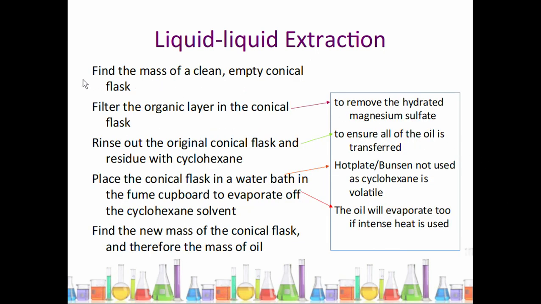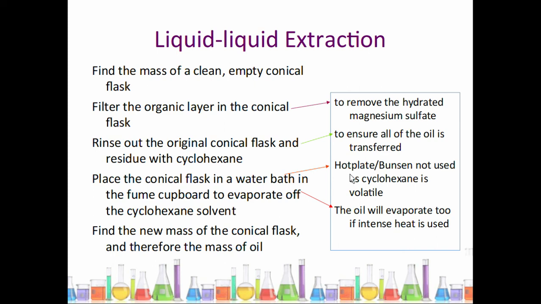We then find the mass of a clean, empty conical flask. We filter the organic layer from our initial conical flask to remove the hydrated magnesium sulfate. We rinse out the original conical flask and the residue with cyclohexane to ensure all of the oil is transferred. We place the conical flask in a water bath in the fume cupboard to evaporate off the cyclohexane. The reason we put it in a water bath in the fume cupboard is because cyclohexane is very volatile.